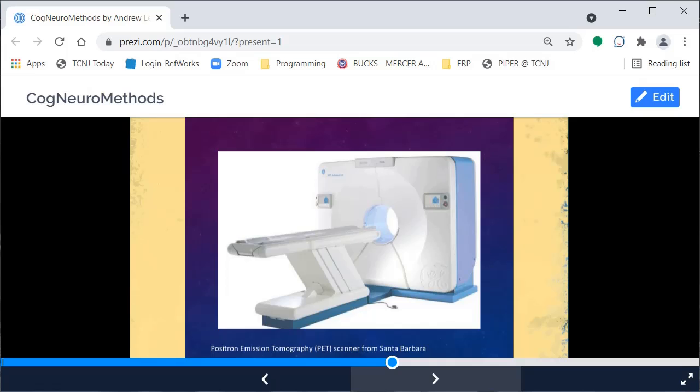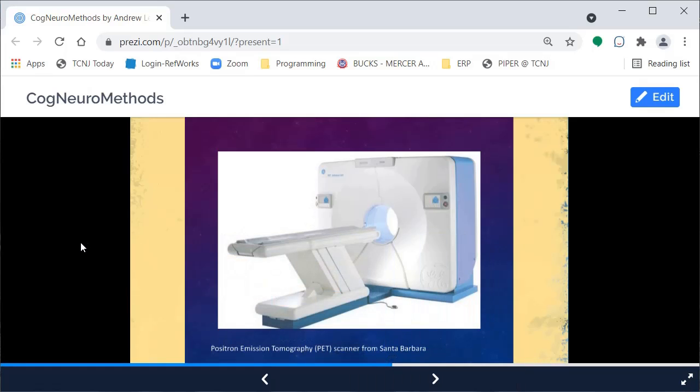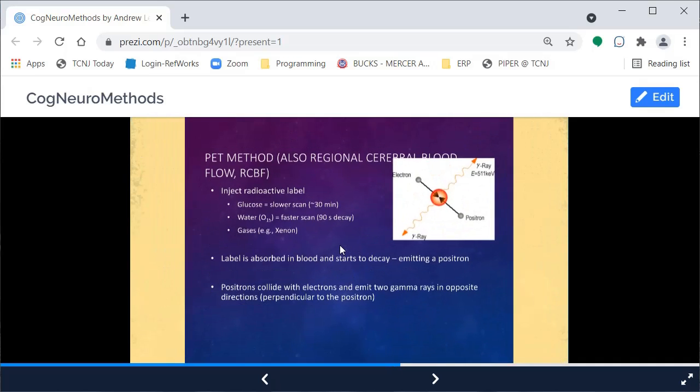Okay, the next technology we'll talk about is something called positron emission tomography, or PET. Here's your PET scanner. It looks very similar on the exterior. Actually, all these technologies look pretty similar, but you're going to have a situation where your patient, your subject, is lying on a bed, and then they are slid into the scanner, and the scanner is going to take pictures of their brain. So how does this work? The principle that it uses is a radioactive label.